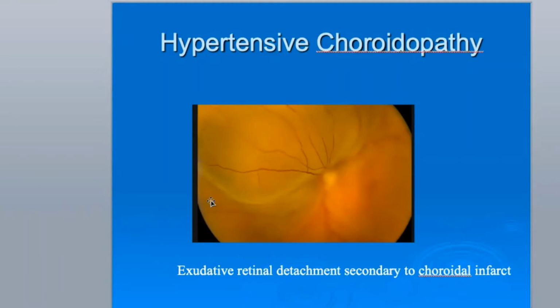Remember your retinal detachment, there are three types. One is the exudative type, which is this one. There's no tear, and there should not be any bleeding. Vision is definitely going to drop as well because the retina is detached.